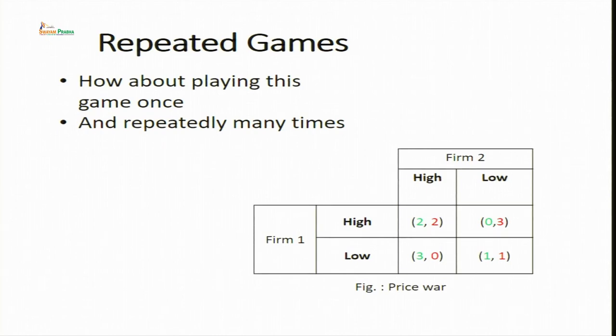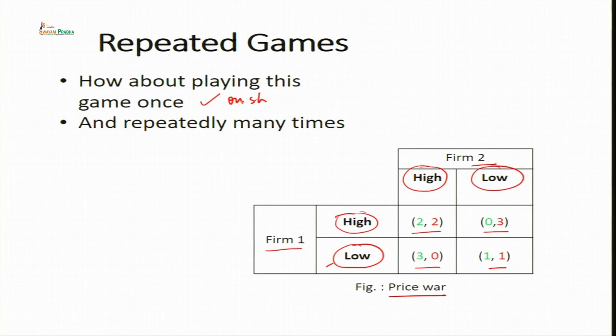Okay. So basically we can take one example, this price competition or price war, where there are two firms, firm 1 and firm 2. Both firms have two actions available: one is high and the other is low. What do we mean by high and low? High means keeping the price high, low means keeping the price low. Similarly, firm 2 can also keep a high price or a low price. Depending upon this, we have these numbers, the payoffs in each cell of the game. Now think about playing this game once as a one shot game, as we have been doing till now, and also think about what will happen if this game is played repeatedly many times.